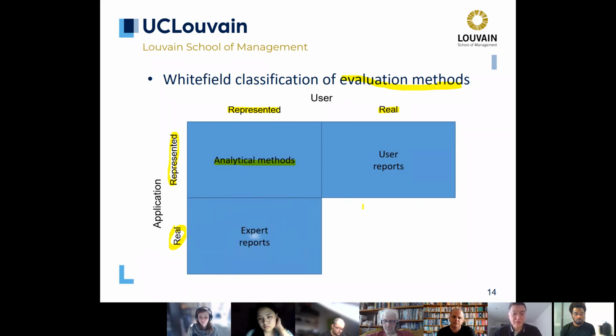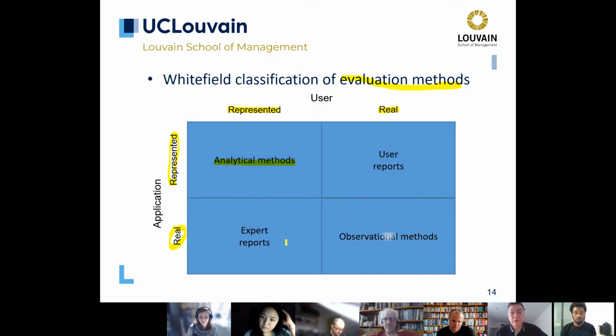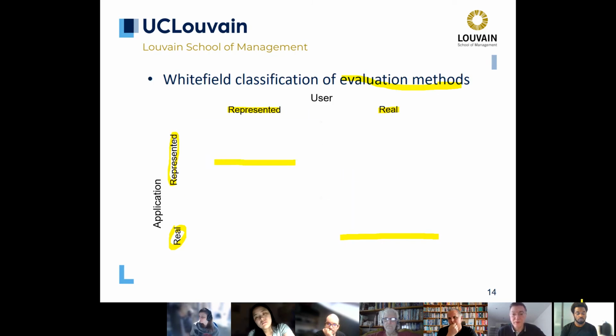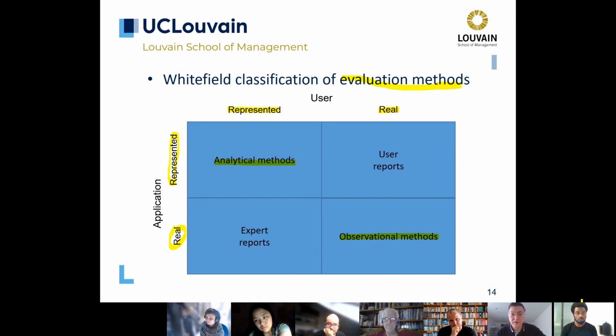Now, if I have the real system, but the users are not the real ones, but are represented maybe by domain experts or by usability experts, then we can go to reports produced by those experts. The best, of course, is the bottom right quadrant, where we have real users with the real applications. And then in this case, we can really observe how people will use the system. So it was like that. In this case here, it was a real system with real drivers. So therefore we were in the bottom right position.